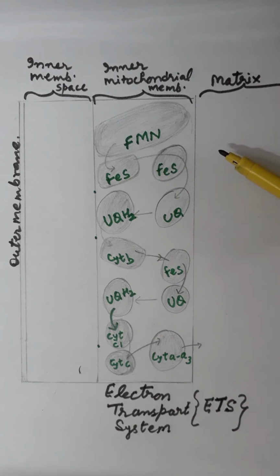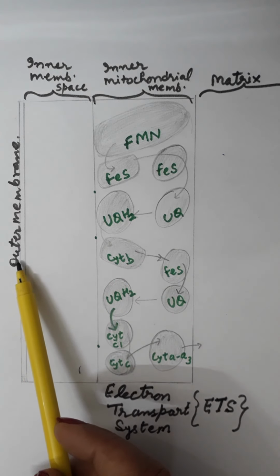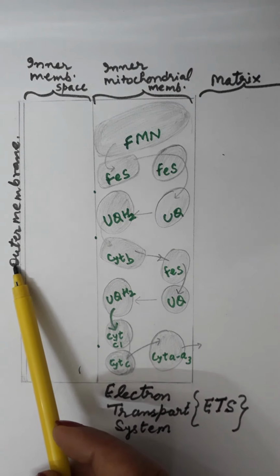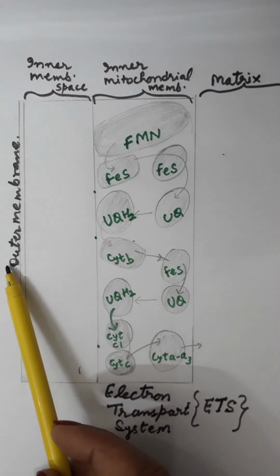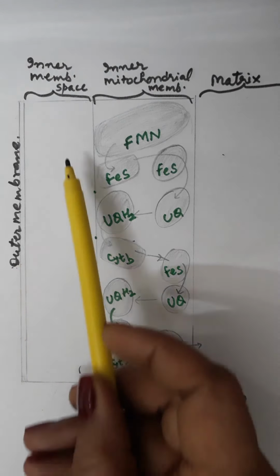Inside the mitochondria, inner to the inner mitochondrial membrane, what is present? This is the matrix of mitochondria. Outside the inner mitochondrial membrane is the outer membrane. Mitochondria consists of two membranes, inner membrane and outer membrane. In between the two membranes there is a space, which we call the inner membrane space.